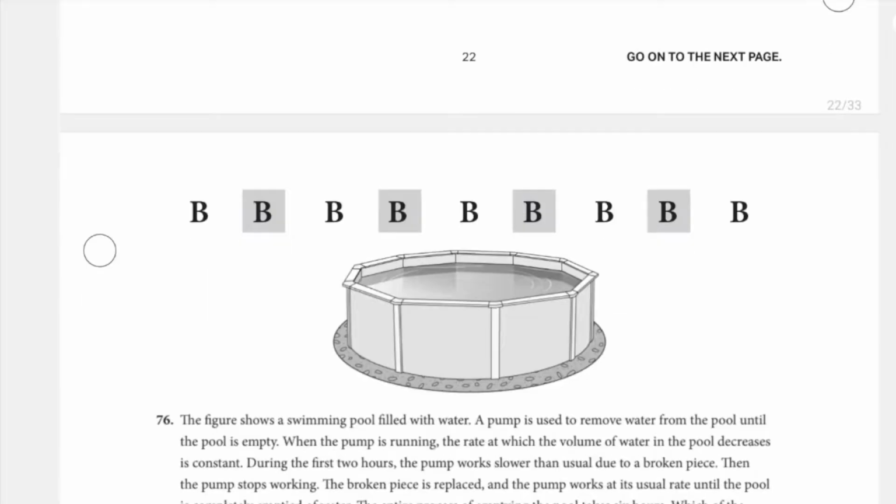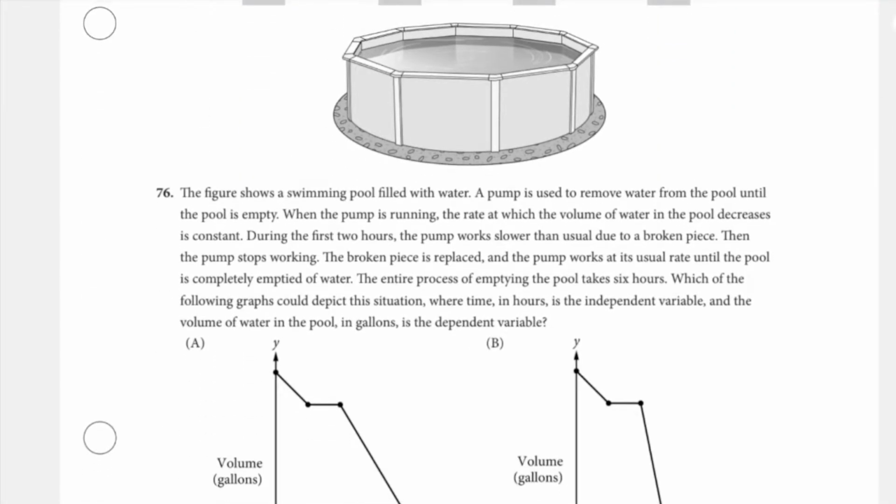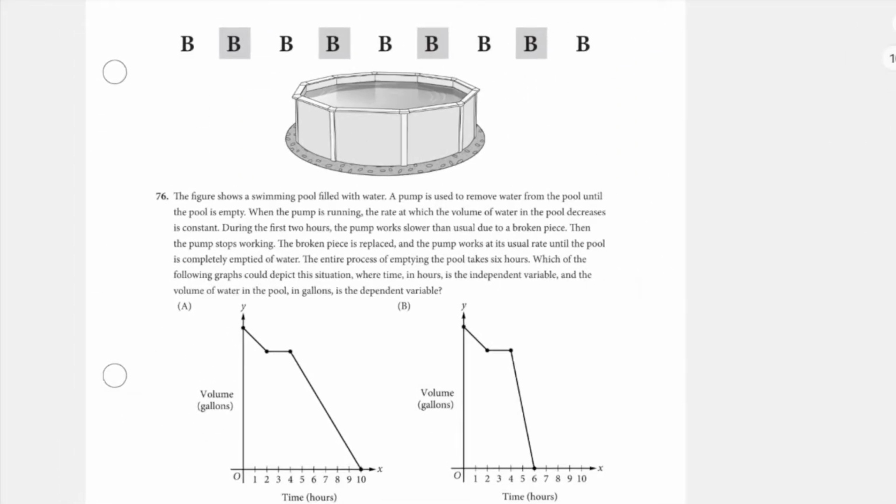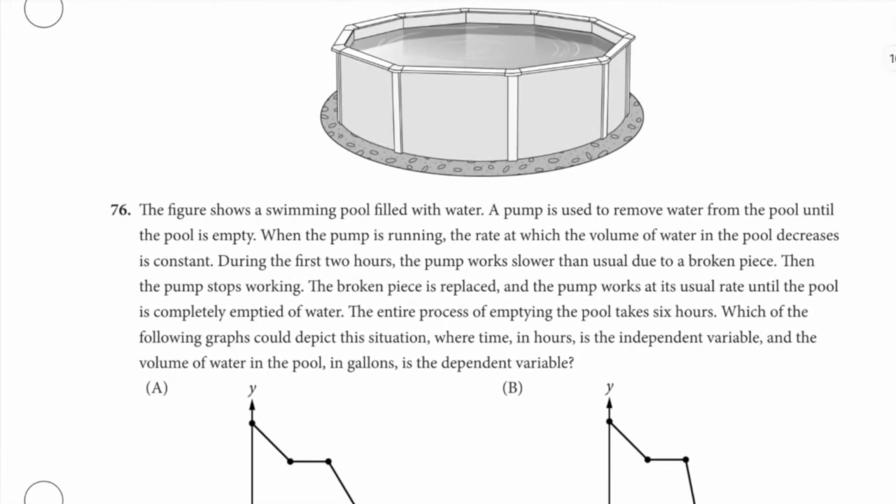Oh, I remember this problem. This is a great one. A swimming pool is filled with water. A pump is used to remove water from the pool until the pool is empty. I thought this would have been a better problem if they said like somebody stabbed the side of the pool and it burst. You've seen the videos. When the pump is running, the rate at which the volume of the water in the pool decreases is constant. During the first 2 hours, the pump works slower than usual due to a broken piece. Then it stops working altogether.